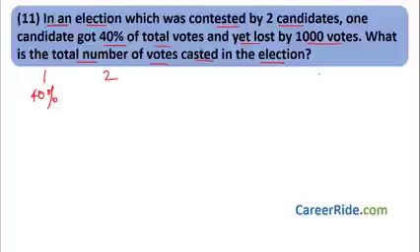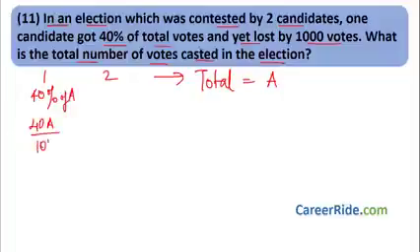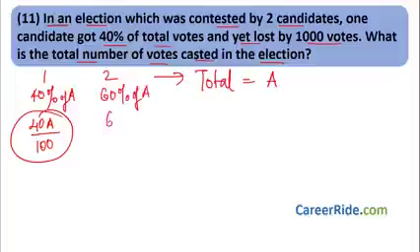Let us assume that the total votes cast were A. So candidate 1 got 40% of A votes, so that would be 40A upon 100. These were the votes which candidate 1 got. Now there were only two candidates, is that right? Yes. Was there any bogus voting or anything like that? Is it given over there? No. There were two candidates, one got 40%, so the remaining 60% will be got by the second candidate. So the second candidate got 60A upon 100 votes.